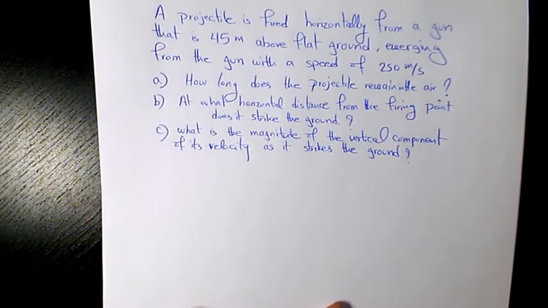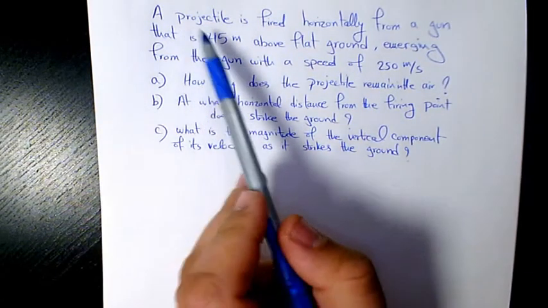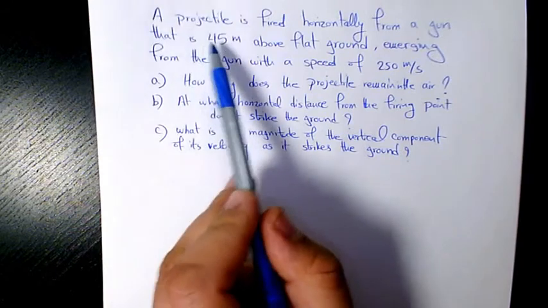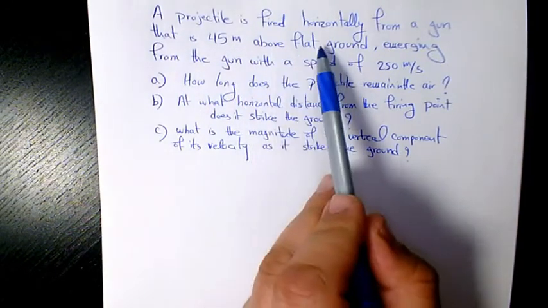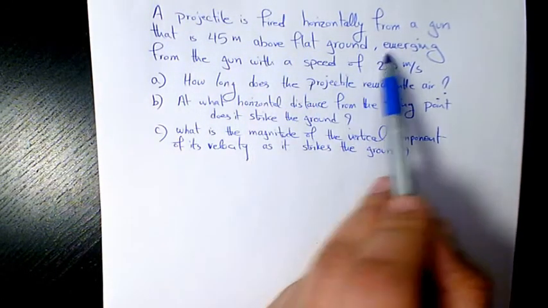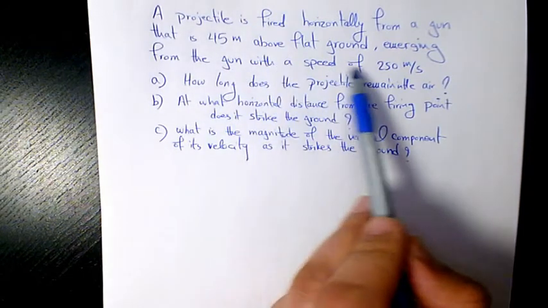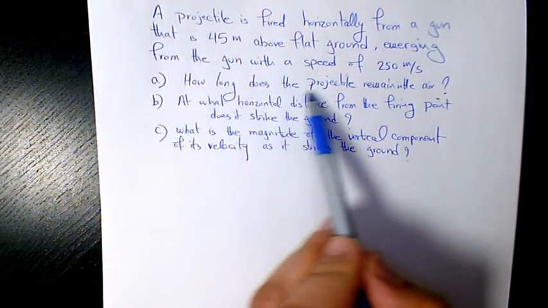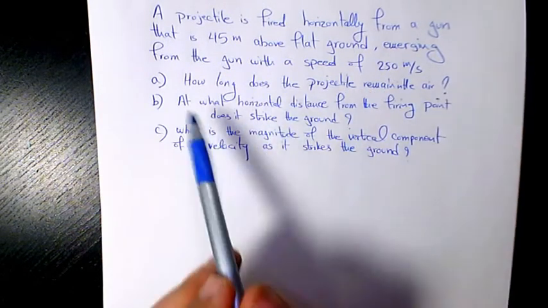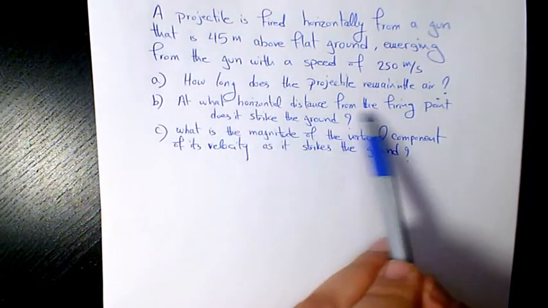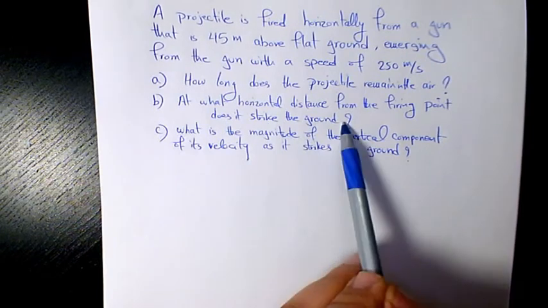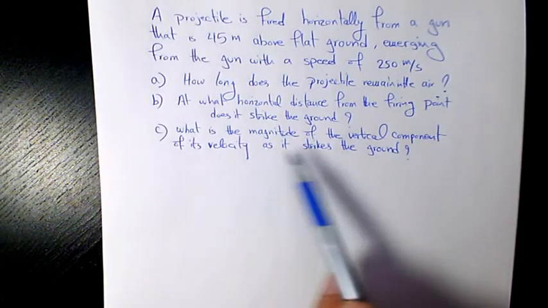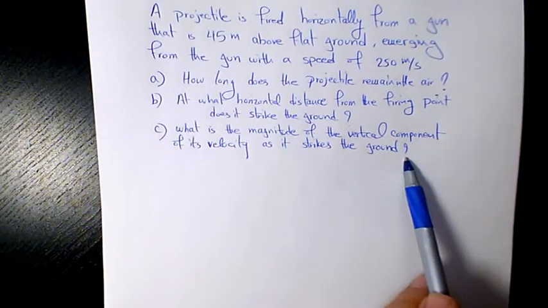So now in this example, a projectile is fired horizontally from a gun that is 45 meters above flat ground, emerging from the gun with a speed of 250 meters per second. How long does the projectile remain in the air? At what horizontal distance from the firing point does it strike the ground? And what is the magnitude of the vertical component of its velocity as it strikes the ground?